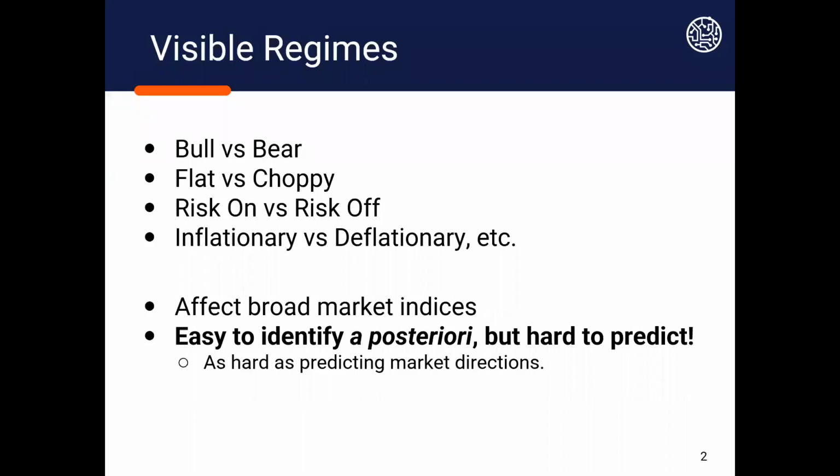So many of us who are in finance are familiar with these regimes: bull market versus bear market, a flat market versus a choppy market, risk on versus risk off, inflationary versus deflationary, and so on. These are well known, and because they are visible, anybody in retrospect can identify them. They may not be able to predict them, but at least they know which regime we are in right now.